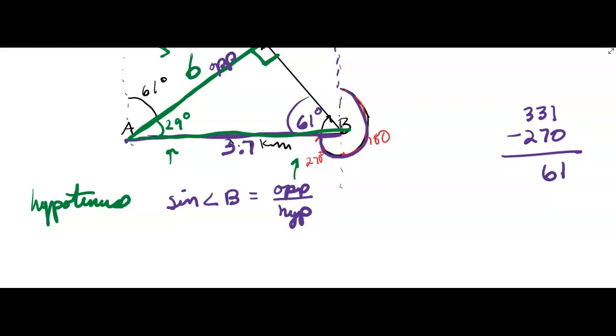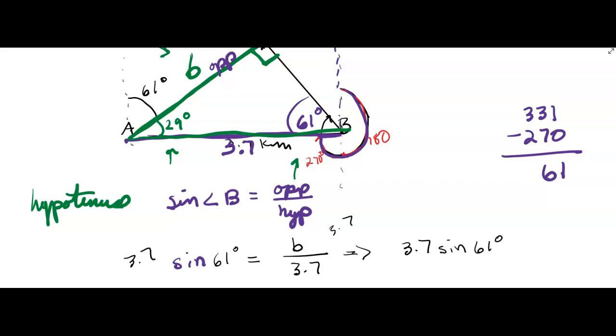Okay, so let's put this all in. We're going to say the sine of 61 degrees is equal to opposite B, lowercase b, over 3.7. Now, we're going to put this in our calculator in a minute. If you multiply both sides by 3.7, since you're trying to solve for B, then you're going to say that 3.7 times sine of 61 degrees is equal to our answer, that's B. Okay, so B is equal to 3.7 times sine 61 degrees.